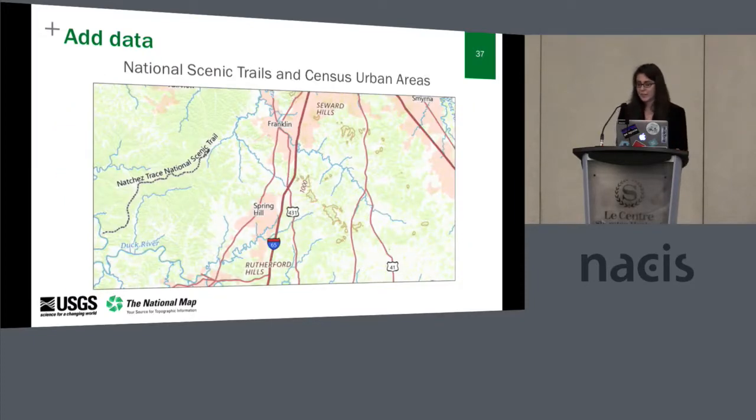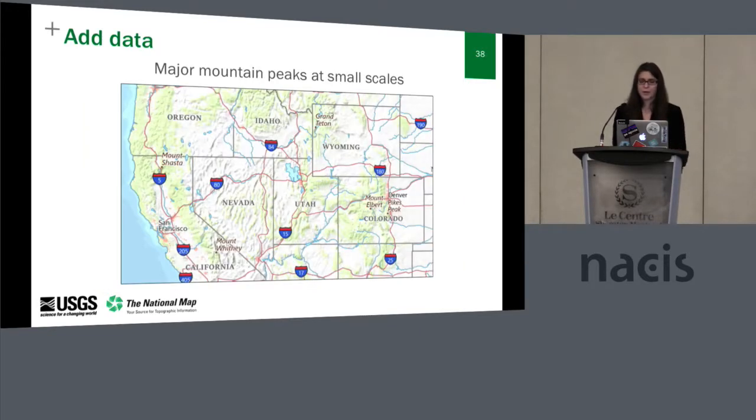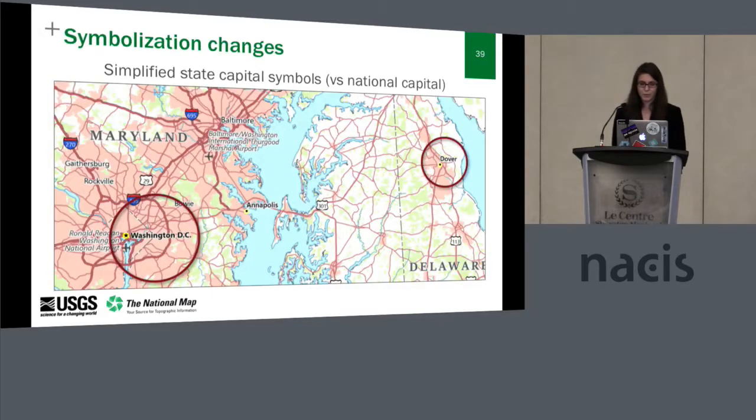I also added National Scenic Trails. This is just a filter on our trail database by does it have the name National Scenic Trail in it or not? And Census urban areas so that you can see where there are populated places. Simple, right? I also added major mountain peaks at small scales, filtered by elevation. Ooh, the fun stuff.